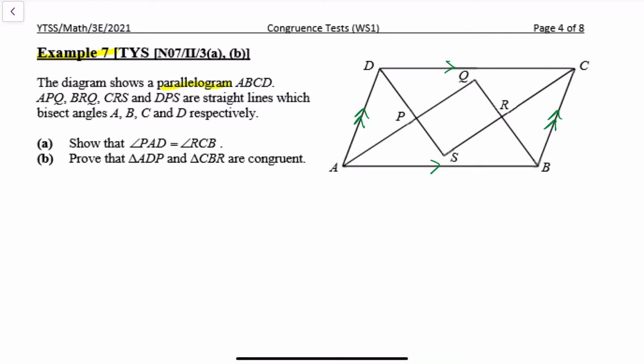And then you have APQ, BRQ, CRS, DPS. All these are straight lines which bisect angle ABCD respectively. Now this is a key information. Okay, so it says that it bisects, so all these angles are actually equal. I mean, not all four of them are equal necessarily. It depends on the condition, but it bisects. It cuts the angle into half. Okay, right, there's important information there that you must remember.